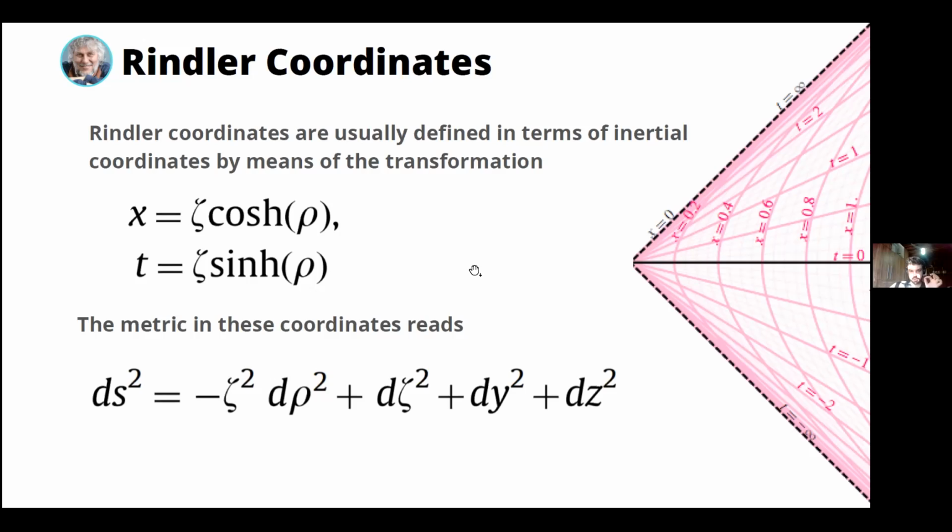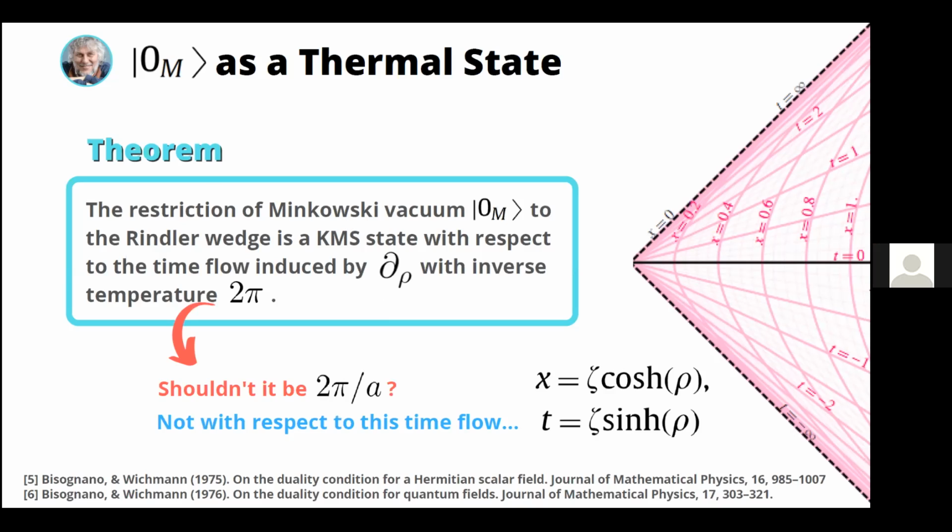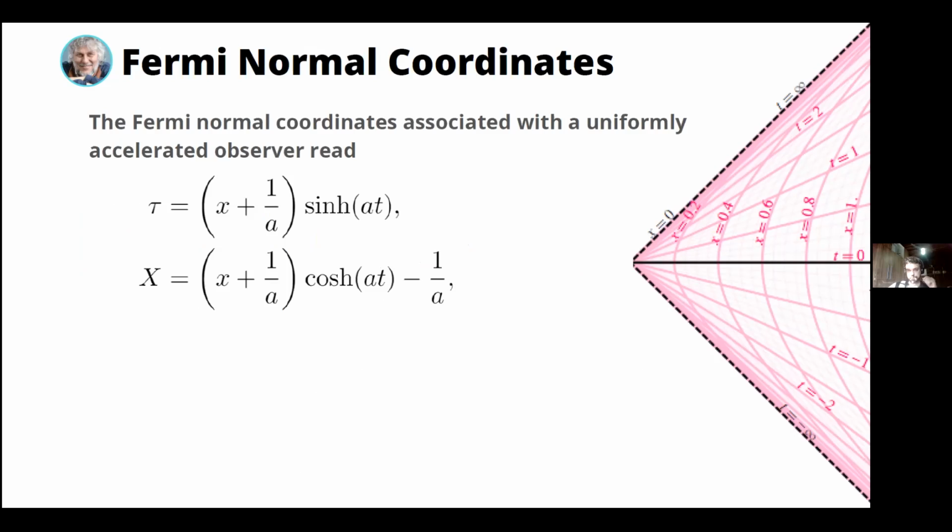Yeah. I guess the important bit here is the fact that this partial rho vector field will not be normalized anywhere except on top of this trajectory there with acceleration a equals one. So that's the important bit. This vector field will only be normalized and correspond to a four-velocity on top of the trajectory with zeta equals one. Right. With the space coordinate equals one. Yes. In this case here, it's when big X equals zero. As it should be, yeah.